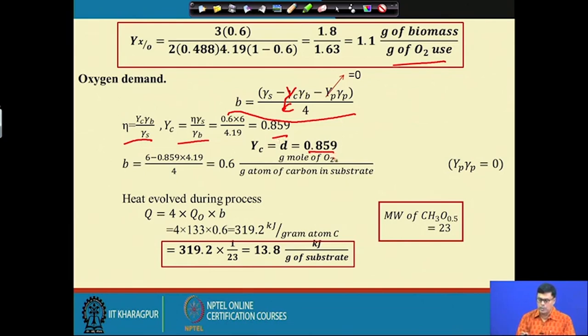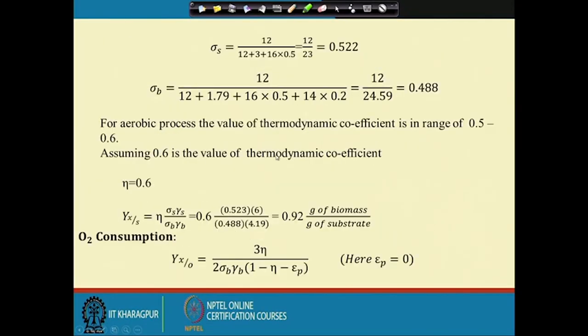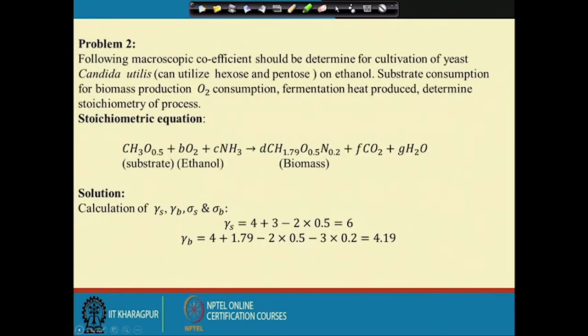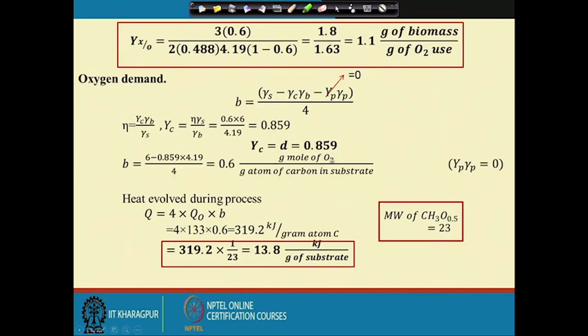YC is coming out to about 0.856. Now, here if you look at this formula, we are talking about D. YC means, here it will be D. So, this is actually YC. YC is the gram atom of biomass produced per gram atom of substrate consumed. So, we can easily calculate it from this. That is why we have written this is equal to D, and this is 0.85. Then we can calculate B from this equation, and then we can find out how much heat is evolved. If you put 0.6, we get the heat per gram atom of carbon substrate, and then, as I told you, we can convert this to gram atom of biomass formation by simply dividing by the yield coefficient. You can do it very easily.